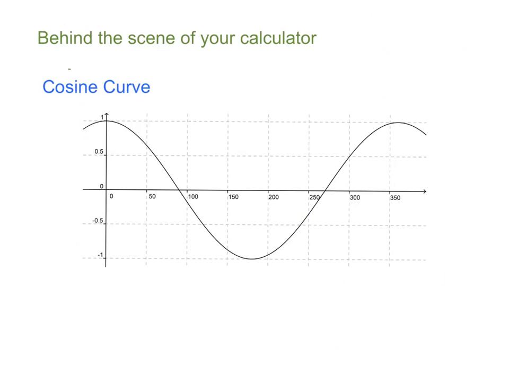Alright, here's the cosine curve. If you notice, the curves look similar. These are essentially the same curve with what we call a phase shift. The graph's been moved over a little bit to the left or to the right to get the second graph. So let's play the same game.